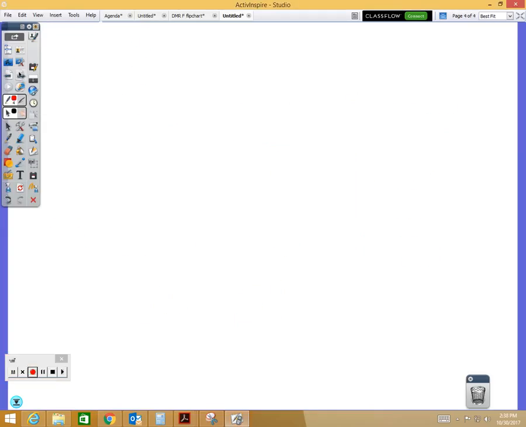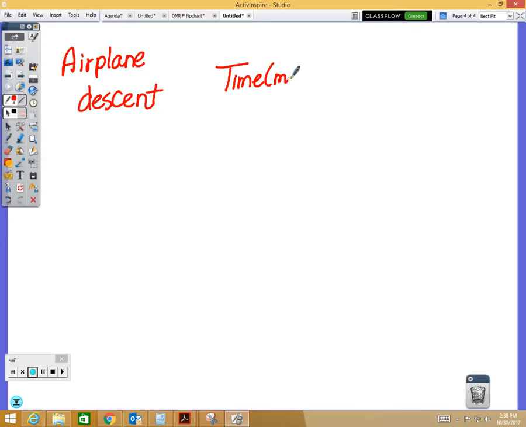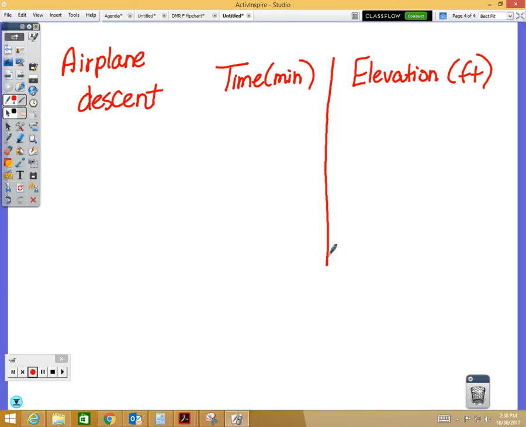Again, you try this one. We're going to talk about an airplane's descent. They're your notes, so you write what you want to write. The time in minutes versus the elevation, and that's going to be in feet. Now, it's just coincidence that both of these examples are minutes and feet. It could be anything, okay? A rate is 2 different quantities, though, 2 different units of measurement. It's just that these 2 examples are minutes and feet.